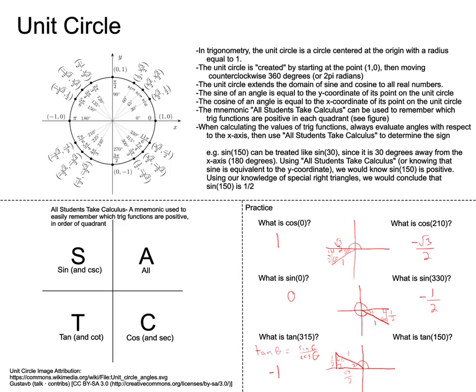And cosine is the x-coordinate. We know that we're in the negative, so it's negative square root of 3 over 2. And for tangent, if we take sine over cosine, we'll have 1/2 over the negative square root of 3 over 2, which simplifies to negative square root of 3 over 3. And we know this should fit with all students take calculus. In the 2nd quadrant, only sine is going to be positive. So again, this should be negative, so negative square root of 3 over 3 is correct.